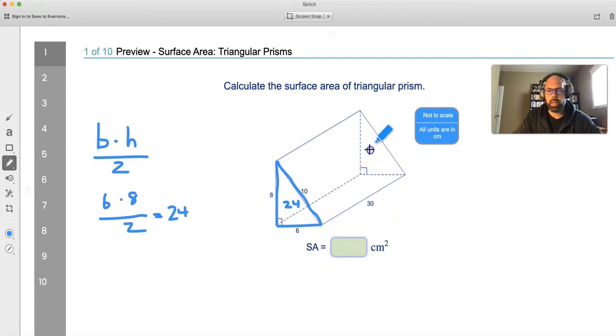Now this end panel down here is going to be the exact same dimensions, so we can put a 24 there as well. So always keep in mind you've got two ends to this figure. All right, and then what do we have left? We have the 3 rectangles, and sadly all 3 of these rectangles are going to be different dimensions.